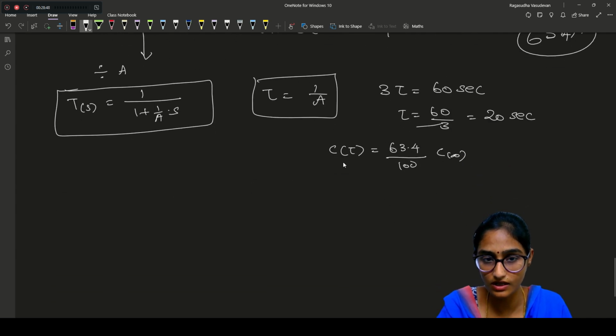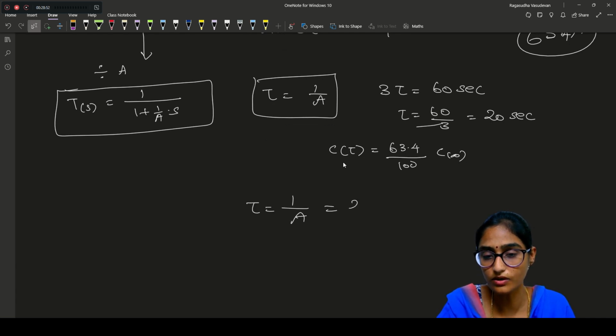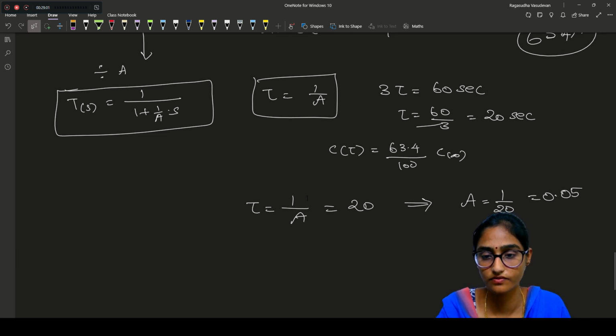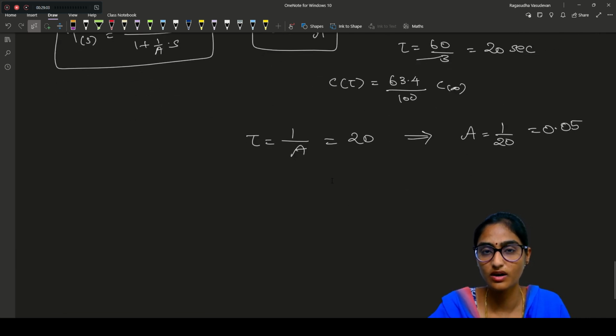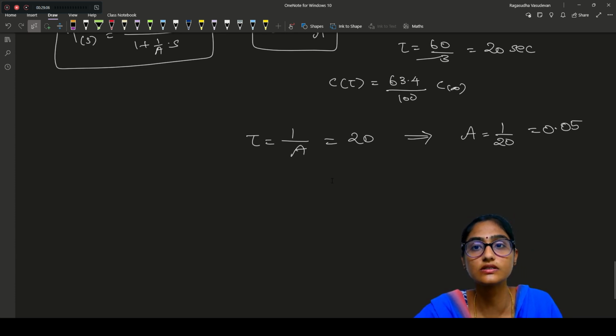So we understood that the time constant is equal to 1 by A, which is equal to 20 seconds. So what is the value of A? A is equal to 1 divided by 20, which is 0.05.